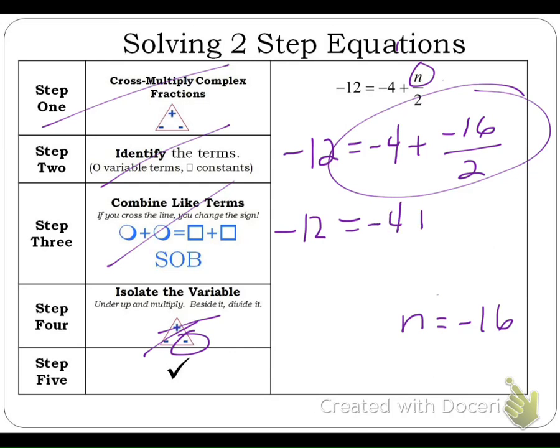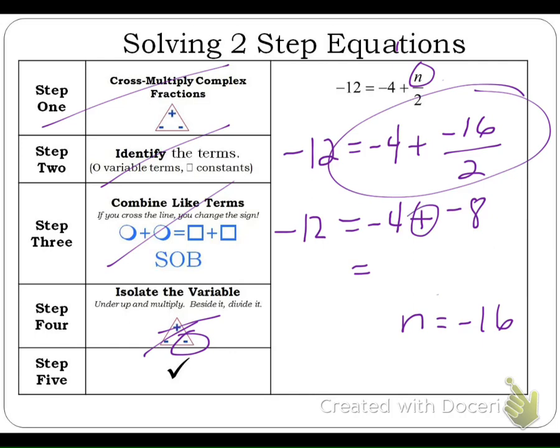Negative 4 plus, well, we may not have to write that plus sign there, but here, just a second. We have a negative 16 over a positive 2. A negative divided by a positive is always a negative. 16 divided by 2 is 8. Almost there. Now we can add these two integers together.